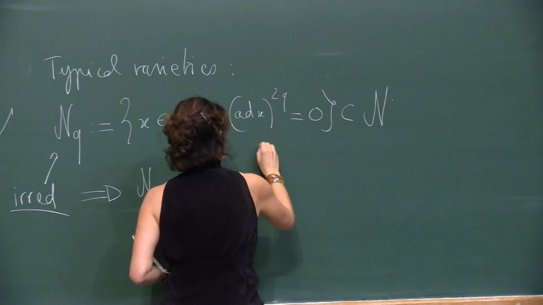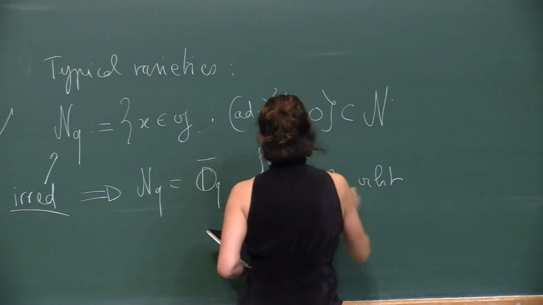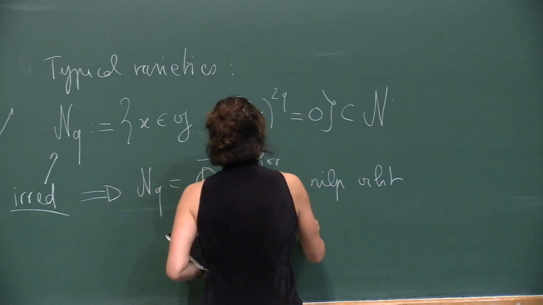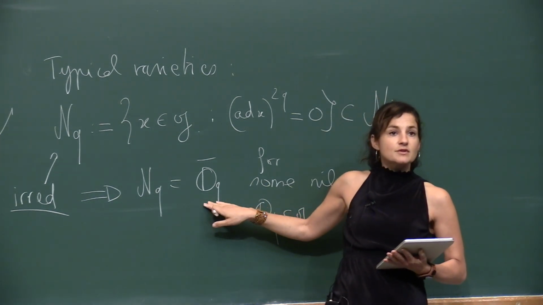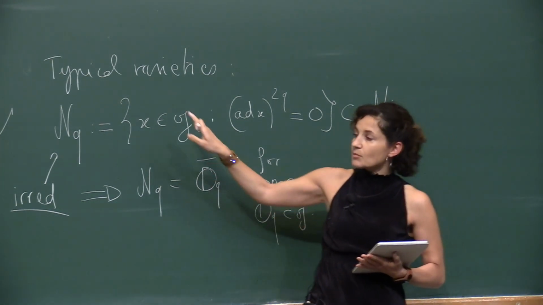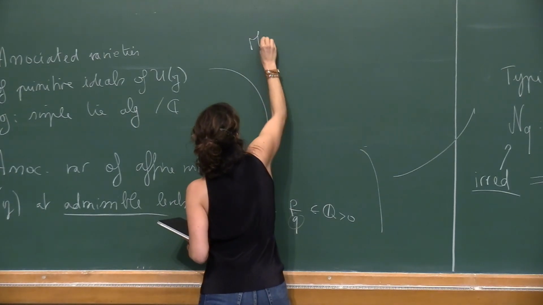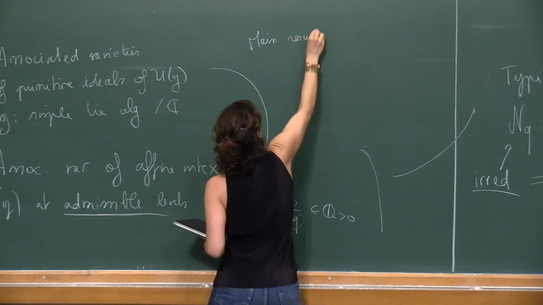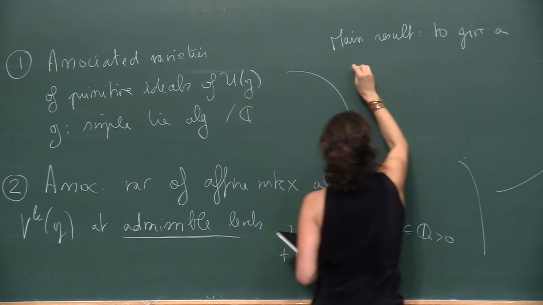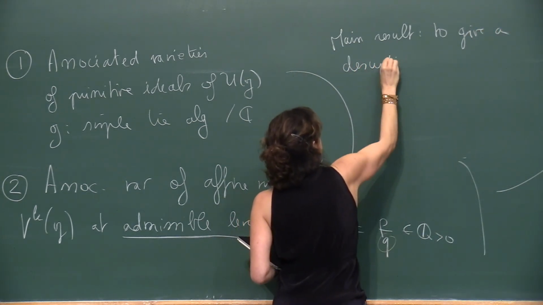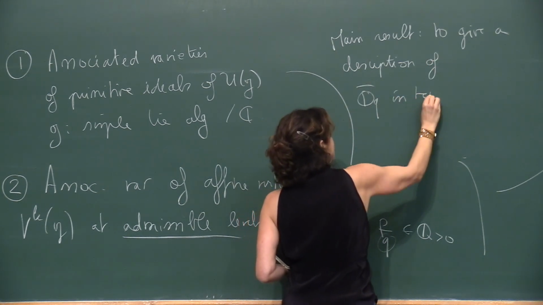for some nilpotent orbit O_q. All right, and the main result I wanted to discuss today is to give a simple description of this in terms of primitive ideals. So this is the main point of the talk. Main result: give a simple description of this closure in terms of primitive ideals.